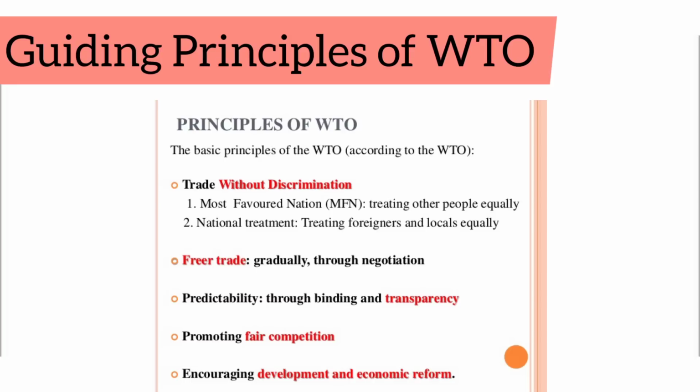The third one is freer trade. They say that all the member countries should try lowering their trade barriers as much as possible, because this is the obvious means that will help in encouraging international trade. So what does lowering trade barriers mean? It means they must try to lower their tariffs, take out any import bans, quotas, or any kind of restriction if they have. They must try to lower it as much as possible. Okay, next is predictability.